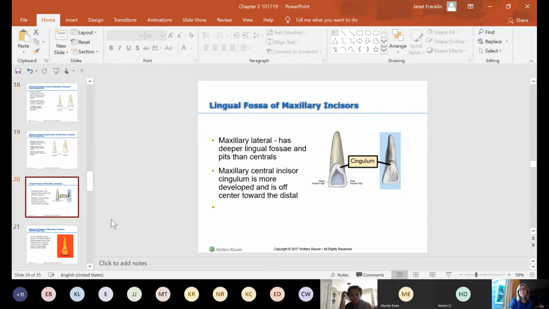And then the maxillary central incisor cingulum is more developed and is off-center toward the distal. So when you're talking about the cingulum, you can feel it better on your lateral incisor because of the fossa, but the cingulum itself is more developed and bigger on the central incisor, and it's not centered. So if you were to take the tooth and cut it evenly in half, the cingulum is going to be more on the distal on the central incisor. So cutting the tooth in half, it's not symmetrical. Your sides aren't equal. The cingulum is going to be more toward the distal.